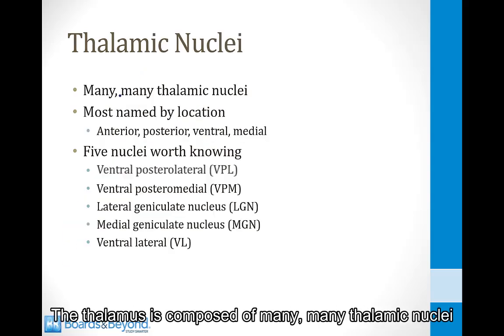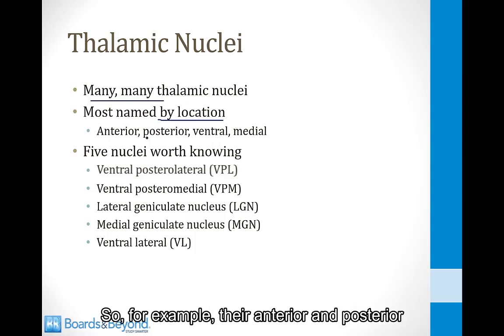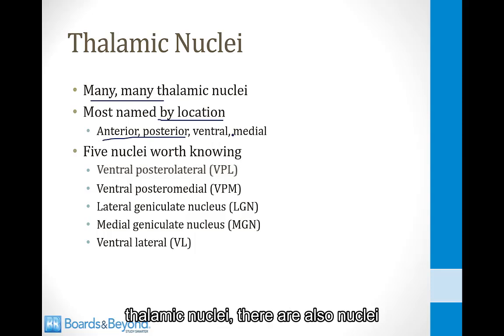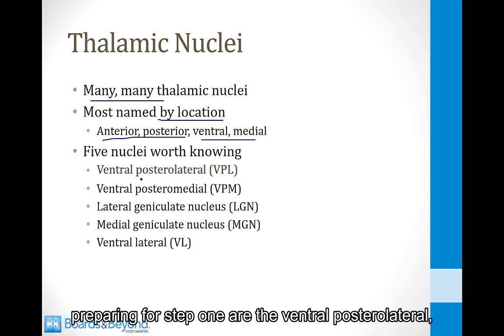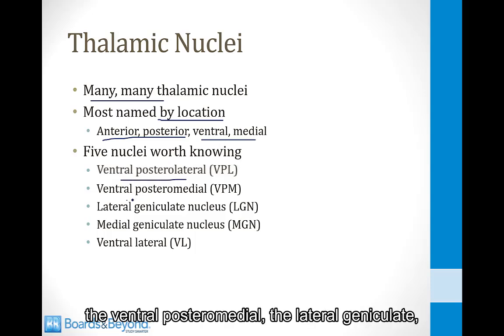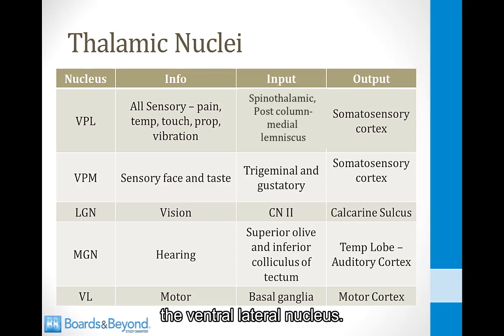The thalamus is composed of many thalamic nuclei, and most are named by their location within the thalamus. So, for example, there are anterior and posterior thalamic nuclei. There are also nuclei that are ventral or medial. The ones that I think are worth knowing as a medical student preparing for Step 1 are the ventral posterolateral, the ventral posteromedial, the lateral geniculate and medial geniculate, and finally the ventral lateral nucleus. So let's go through each of those 6 nuclei and what they do.